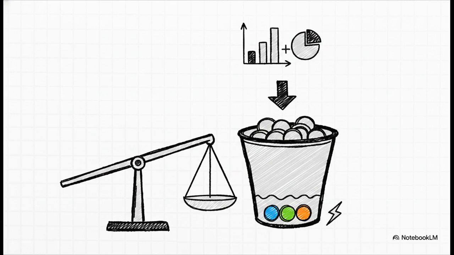Think of AOCI as a bucket in the equity section of your balance sheet. It's a running, cumulative total of all OCI items that haven't yet been reclassified to earnings. And yes, it can be positive for net gains or negative for net losses.